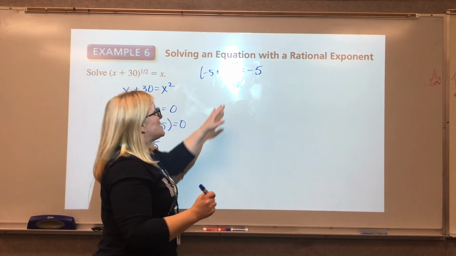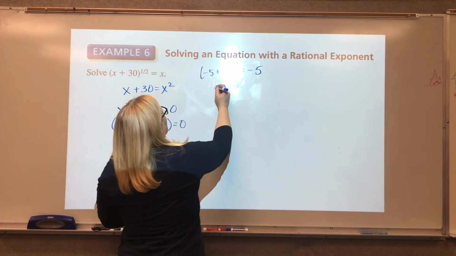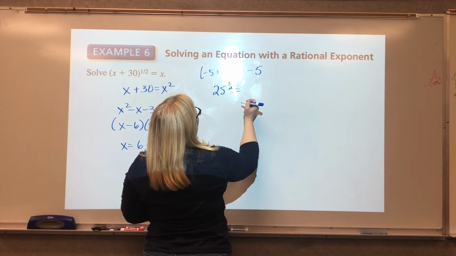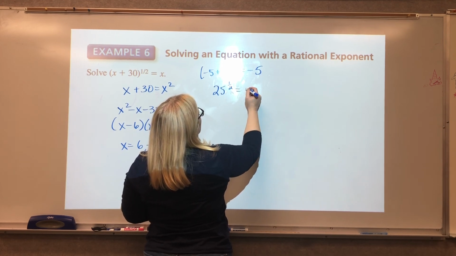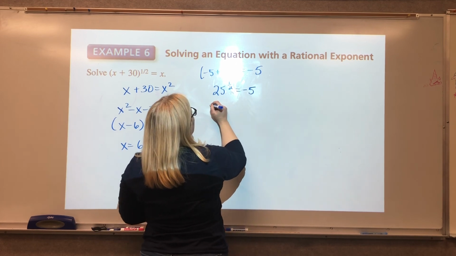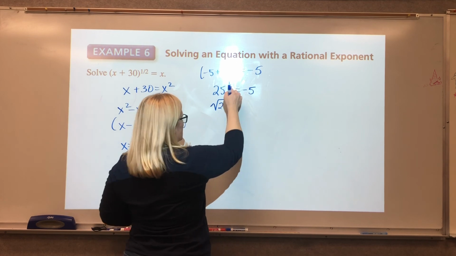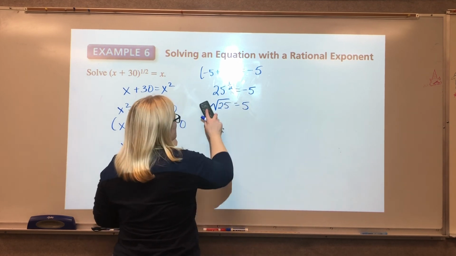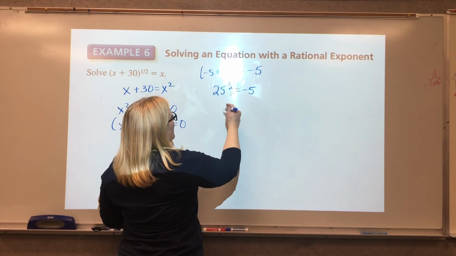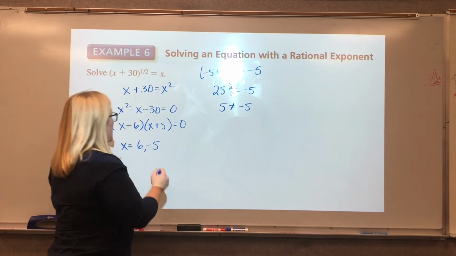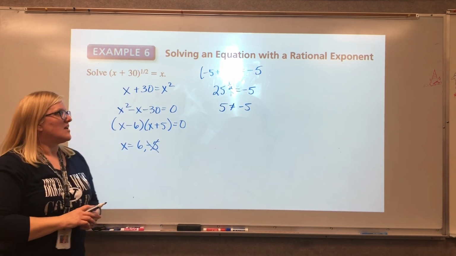And you should see, well, let's just keep going. 25 to the 1/2 equals negative 5. And when I take the square root of 25, it should equal 5. So let me rewrite this. So the square root of 25 is 5, and that does not equal negative 5. So negative 5 is extraneous.